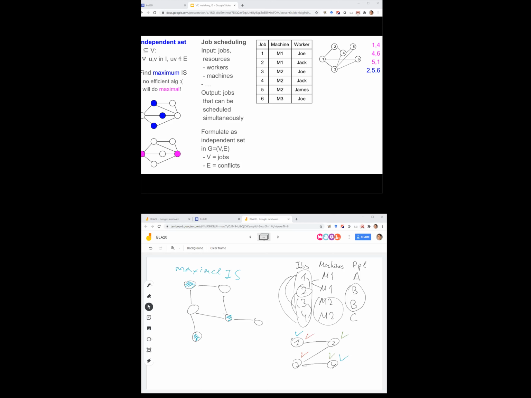As with any maximal solutions, finding them is pretty easy. You start from empty and you add until you can add no more. That's all you need to do.